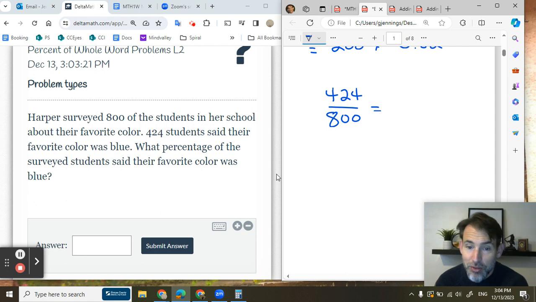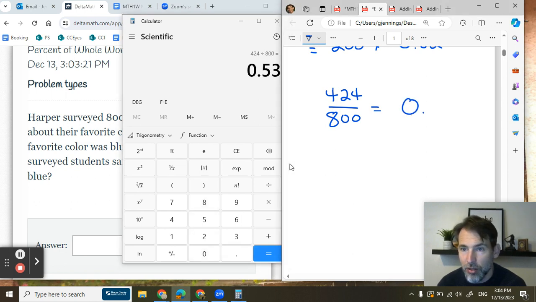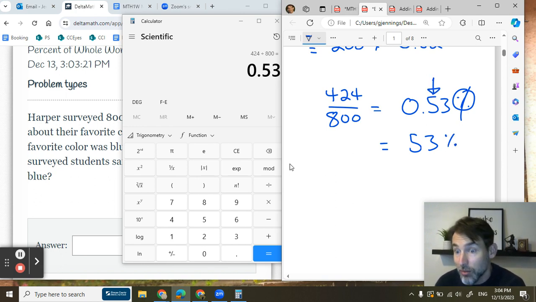So let's go. We do this on our calculator, and we start with a guess. 400 would be half of 800, so I'm expecting a number a little bit bigger than 50%, like, say, 53%. So we have 424 divided by 800. So 53%, very good. That's 0.53. It's not percent yet because I have to move the decimal place twice to make it percent. That's just the decimal number, where 1 would be 100%.